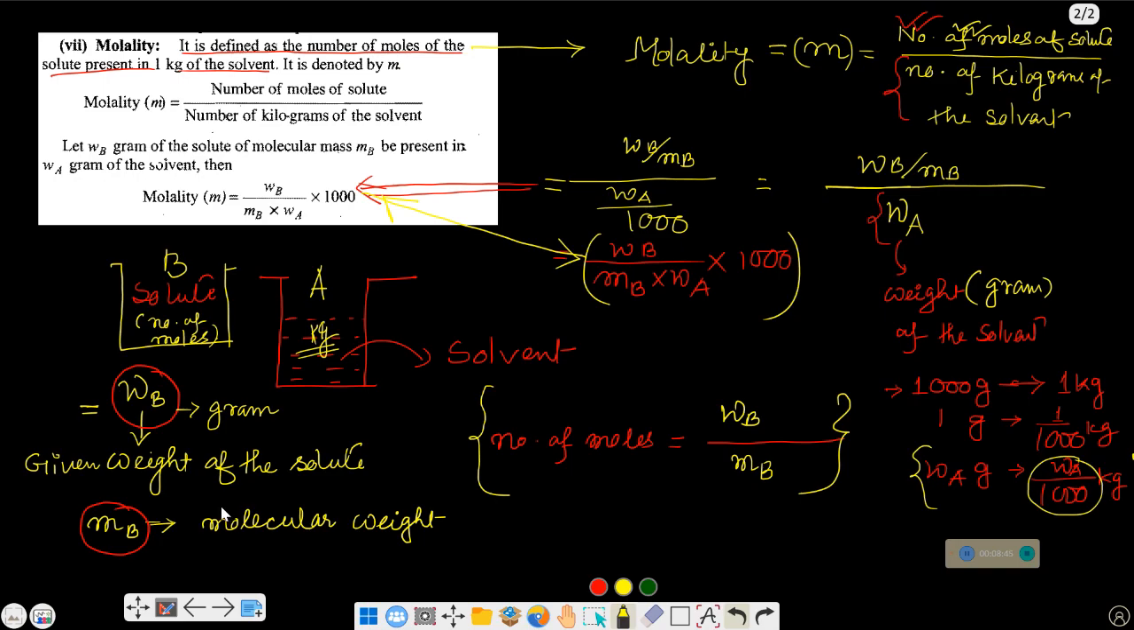Okay, so here Wa gram of solvent is assumed. We put Wa grams here. If we convert this, how much do we get? Wa by 1000 kg of the solvent, right?